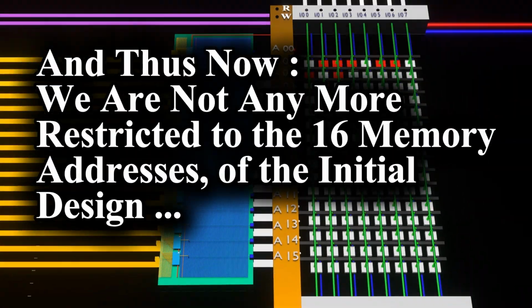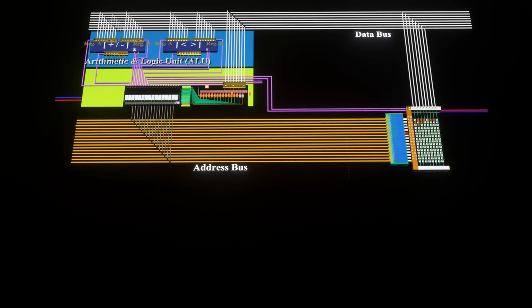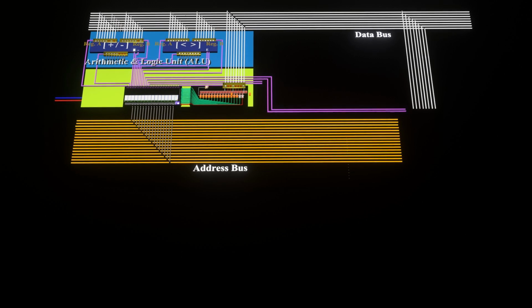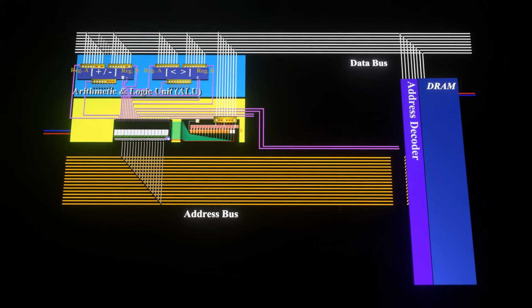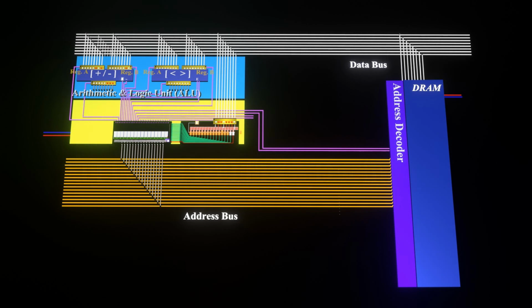And now that we have implemented this address decoder, observe that we are no longer restricted to the 16 memory addresses we were confronted with in the initial design. Thus, with a 16-line address bus, we can represent or address memory locations from decimal 0 up to decimal 65,535, which will be more than enough for the tasks we shall look into in this series. Thus, observe that by utilizing binary encoding, we have succeeded in increasing the addressable memory range from 16 to well over 65,000, which is a significant improvement.